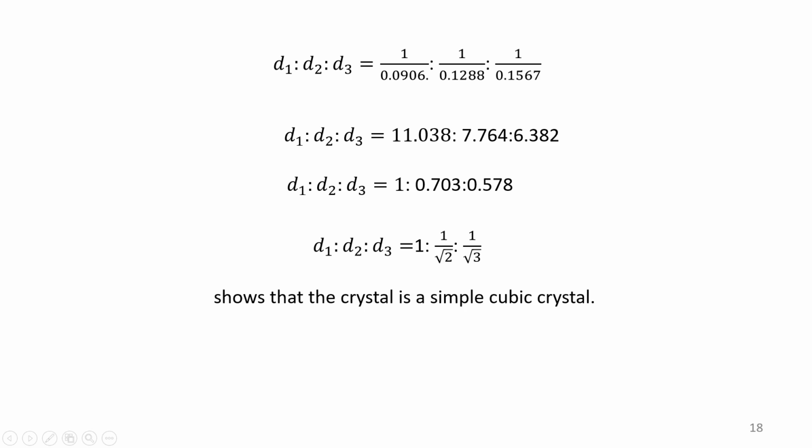Now we have already found that if the ratio of the interplanar distances is 1 : 1 divided by root 2 : 1 divided by root 3, then the given crystalline structure is a cubic crystal structure.